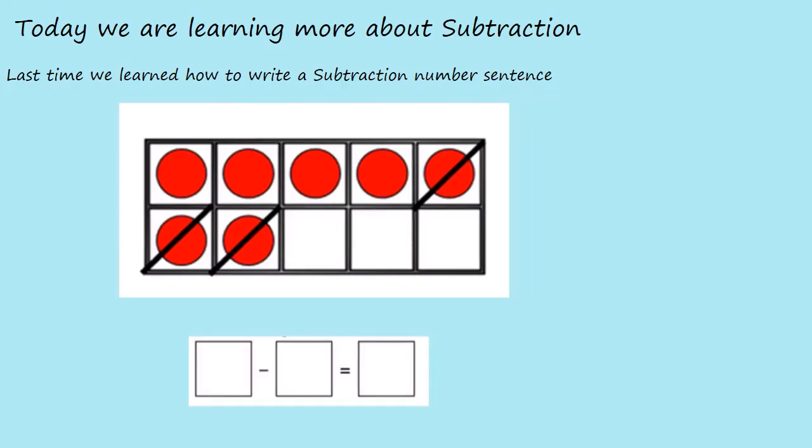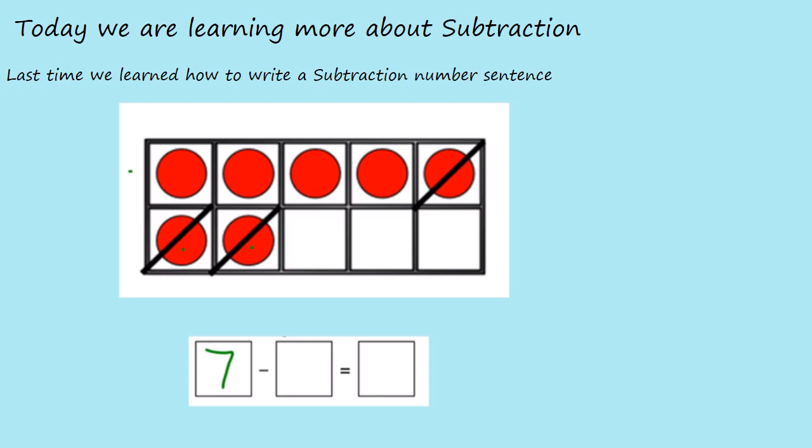What would the subtraction number sentence be for this 10 frame? The first number is the number that you've started with, so how many counters were in the 10 frame before they were crossed out? There are 5 across the top, count on, 5, 6, 7. So there were 7 counters, so first there were 7, then how many were subtracted, how many were crossed out and therefore taken away?